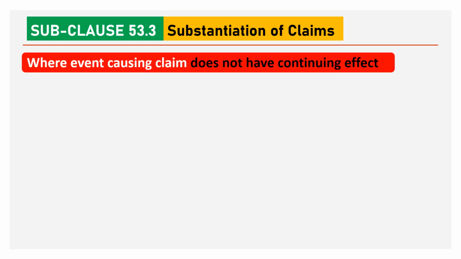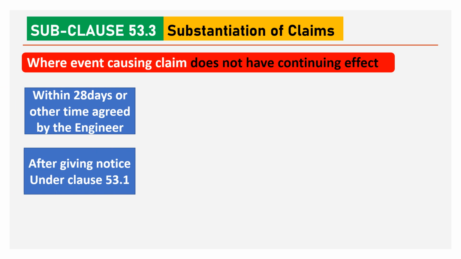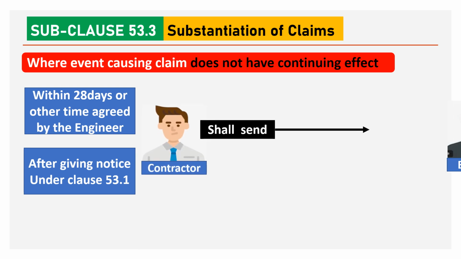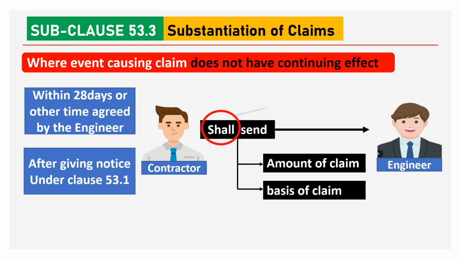Where the event causing claim does not have continuing effect, within 28 days or at any other time as agreed by the engineer after giving notice under subclass 53.1, the contractor shall send to the engineer the amount of claim and basis of claim. It is important to note that the word shall has been used, so it appears that it is mandatory for the contractor to send the amount of claim and basis of claim to the engineer within 28 days after giving notice under subclass 53.1.